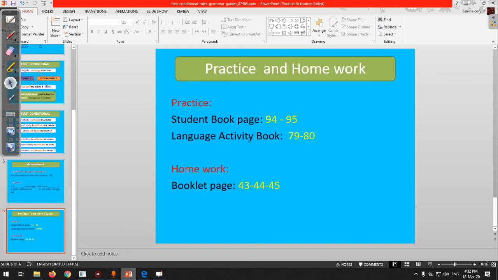Okay, and as for the homework and the practice, here you have the pages. Also, I'm gonna upload this PowerPoint file on Scalera, so you get to know the pages. Feel free to pause the video and copy them. Okay, thank you.